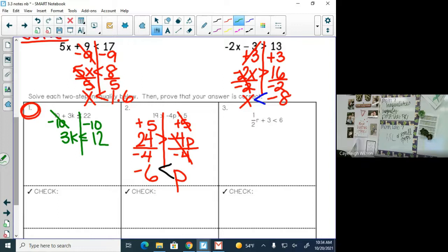And then what? Divide by 3. Should I flip my sign? No, because I'm dividing by a positive 3.